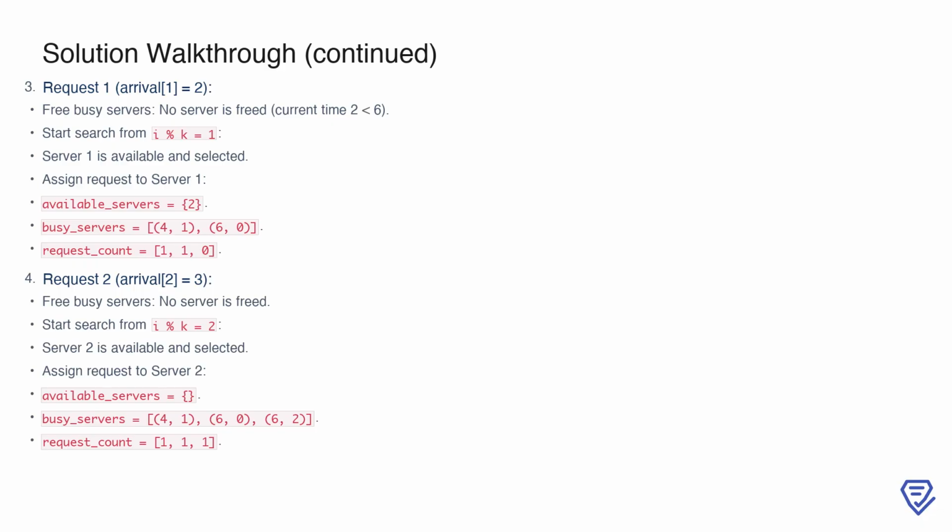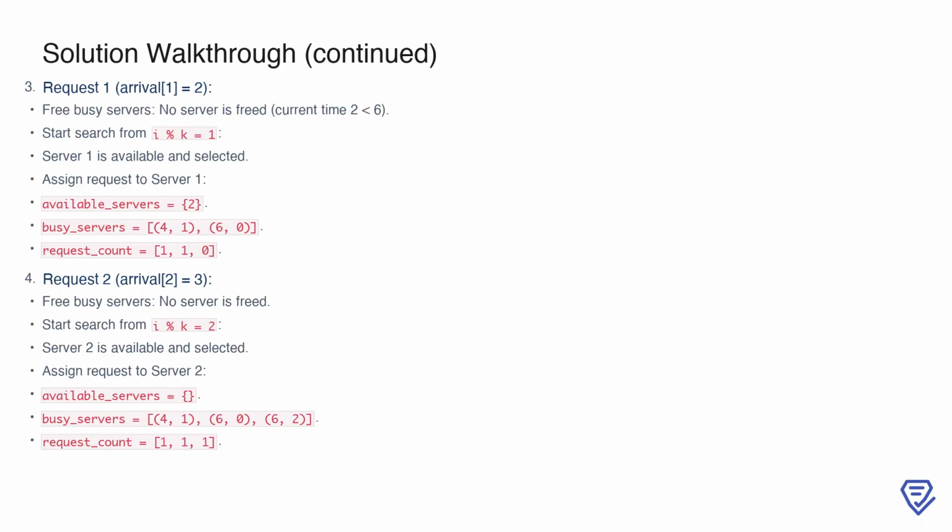In this step, the second request arrives at time 2. Again, no servers are freed since the current time is less than the next available time in the busy_servers heap. The algorithm starts searching for an available server from index i%k, which is 1. Server 1 is free and gets selected for this request. Server 1 is then marked as busy until time 4. The available_servers set is updated to remove server 1, and the busy_servers heap reflects that server 1 will be busy until time 4. Similarly, request_count is updated to show that servers 0 and 1 have each handled 1 request.